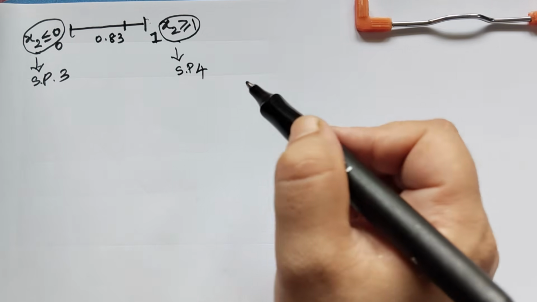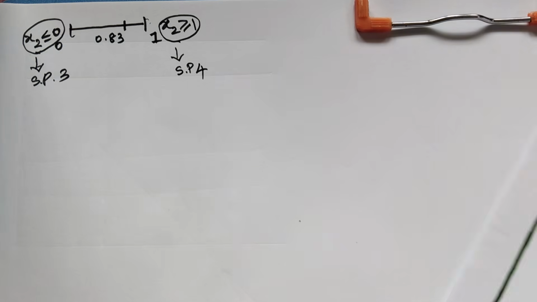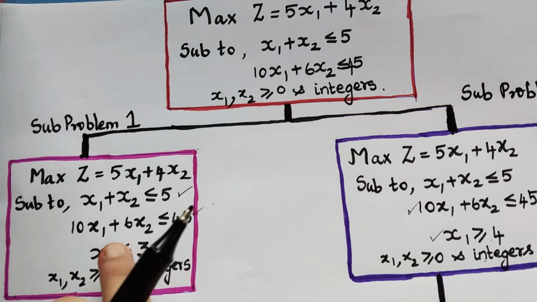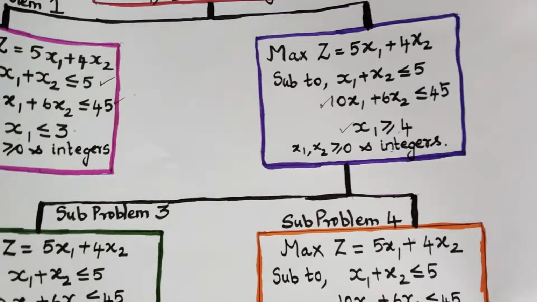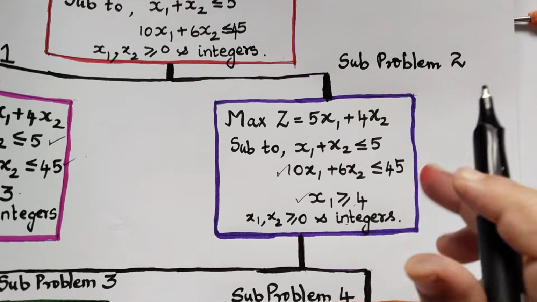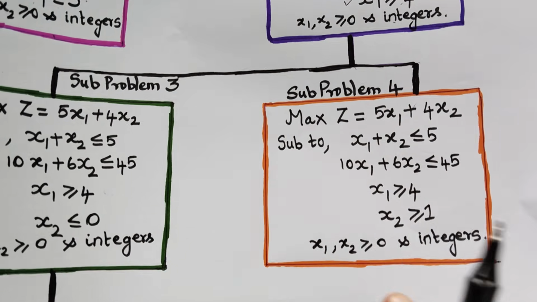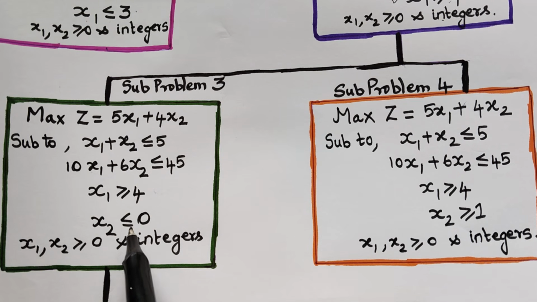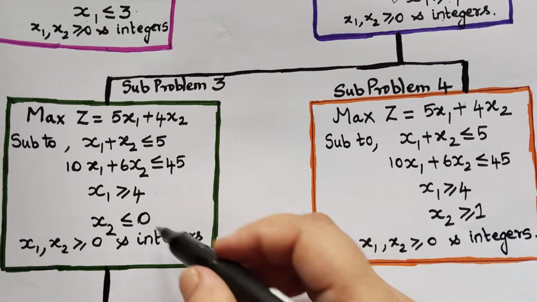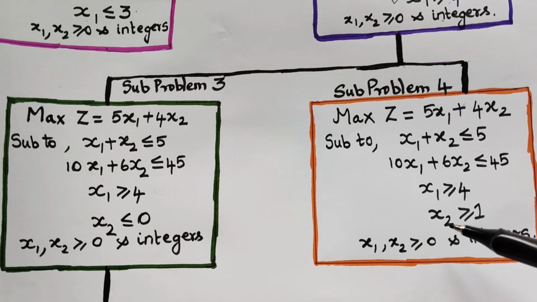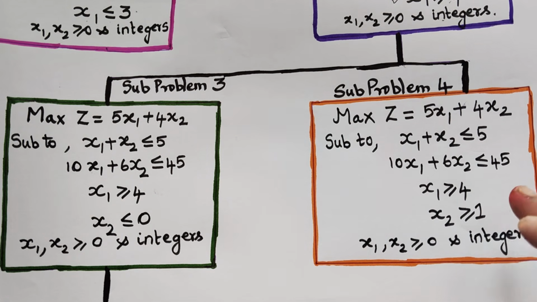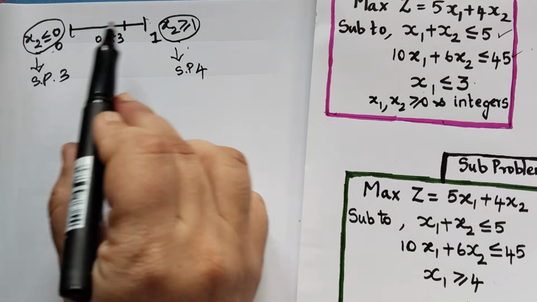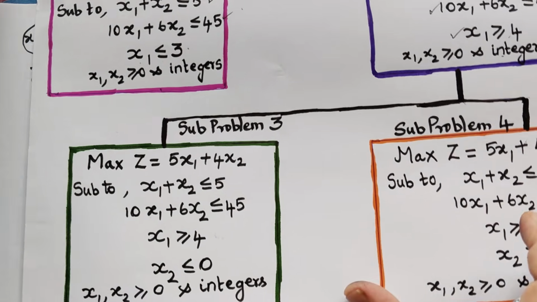So let us do that. If you see here, first we had the original problem which gave rise to subproblem 1 and subproblem 2. Now here we have subproblem 2. Now this gives rise to subproblem 3 and subproblem 4 which we have here. The constraint x2 lesser than or equal to 0 is added to this and it gives rise to subproblem 3, and the constraint x2 greater than or equal to 1 is added and it gives rise to subproblem 4. So these two, as I told you, we have done. So subproblem 3 and subproblem 4 we have.